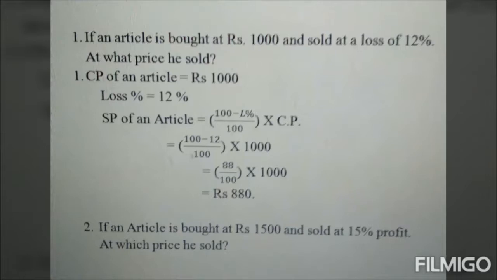I'm giving you one more question. If an article is bought at rupees 1500 and sold at 15% profit, at what price did he sell it? Similarly, you can do it with the same formula of the SP. Here the profit is given, earlier there was a loss. Now let's proceed with the next question.